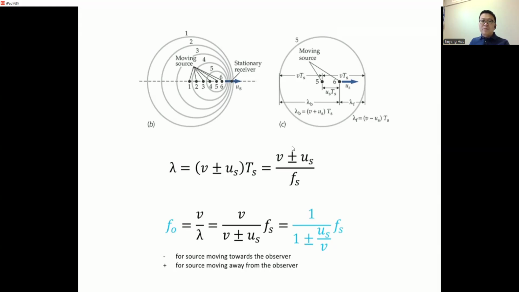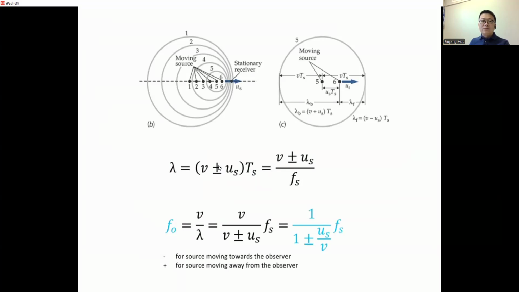Depending on whether the source is moving towards the observer or away from the observer, the wavelength that appears to the observer will be equal to v plus or minus u sub s, times T sub s, and T sub s is the inverse of the frequency. The minus sign is for the source approaching the observer. The plus sign is for the source leaving or moving away from the observer.